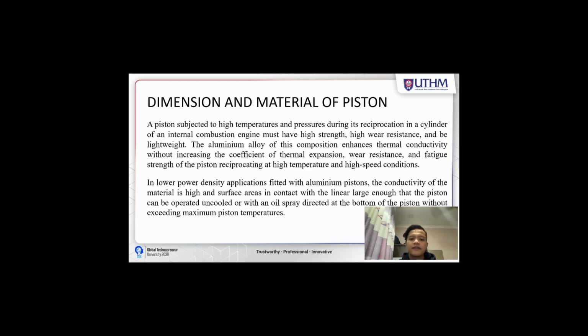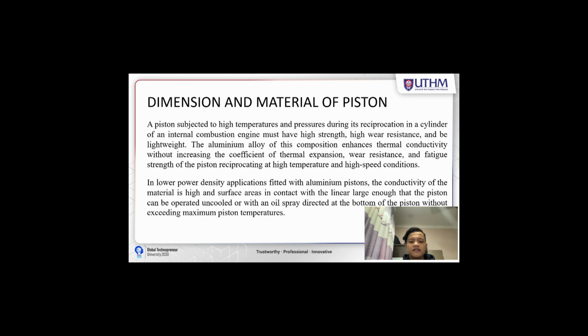Next, the dimension and material of the piston. This part is very crucial in manufacturing the piston, because a piston is subjected to high temperatures and pressures during its reciprocation in a cylinder of an internal combustion engine. It must have high strength, high wear resistance and be lightweight. The aluminium alloy of this composition enhances thermal conductivity without increasing the coefficient of thermal expansion, wear resistance, and fatigue strength of the piston reciprocating at high temperature and high speed conditions.